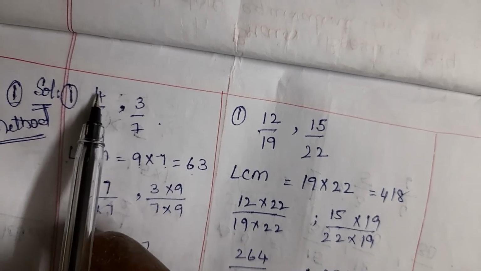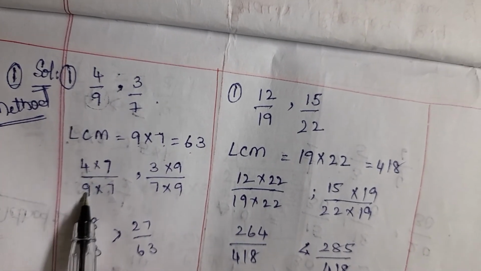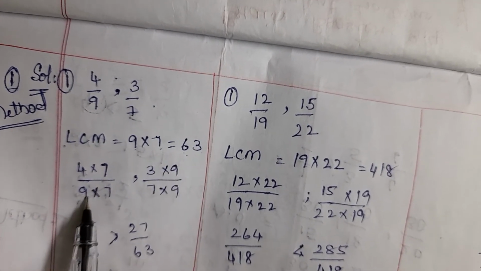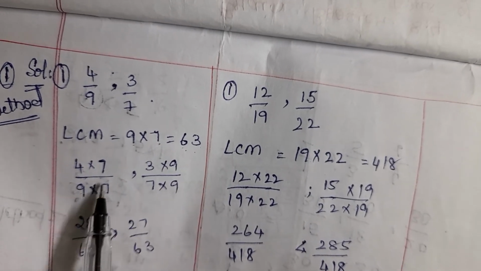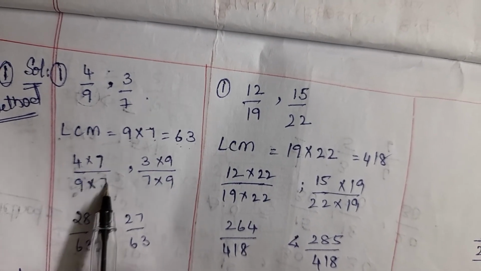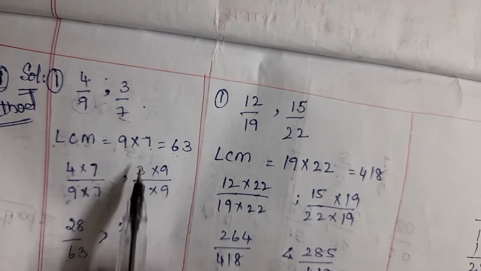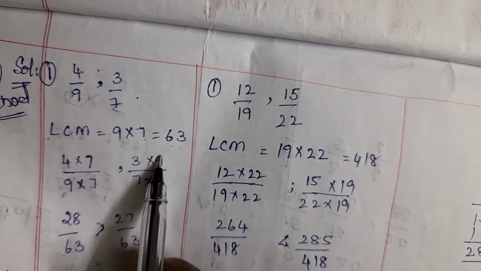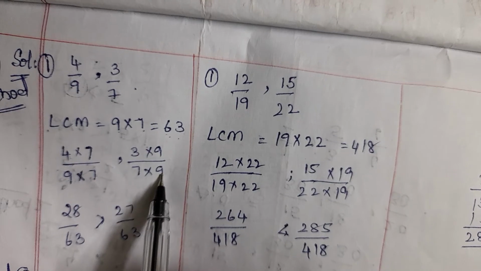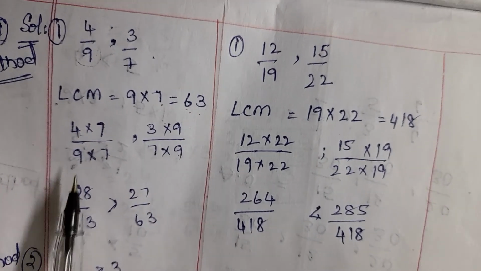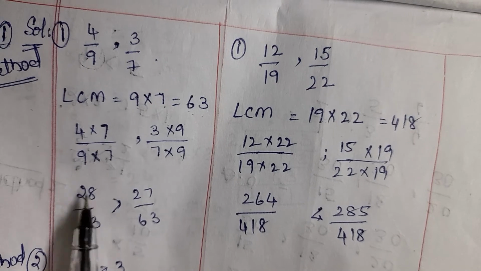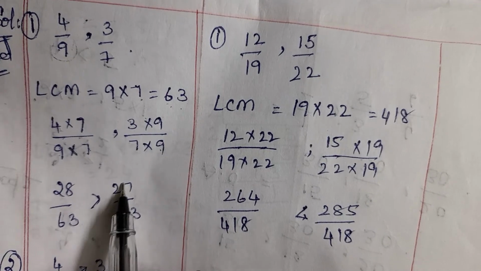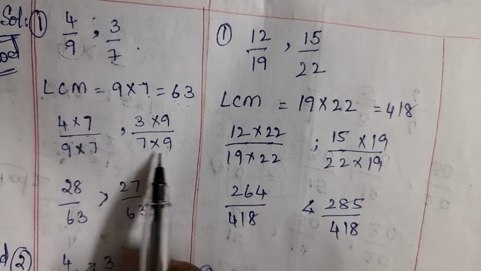Now for that, first we will take 4 by 9 and with what number if we multiply it will become 63. 9 7s are 63. Now same in the numerator and denominator multiply with 7. Now the second fraction 3 by 7 into 7 9s are 63. Both the numerator and the denominator should be multiplied with 9. Now 4 7s are 28, 9 7s are 63. 3 9s are 27 by 7 9s are 63.